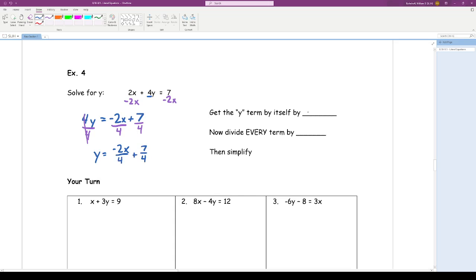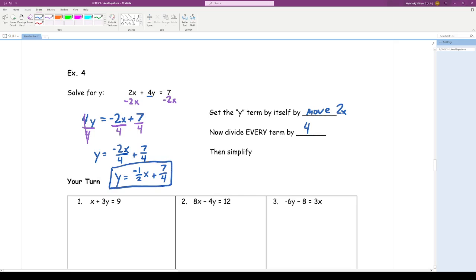And so to get the y term by itself, we're going to move 2x to the other side, and then we're going to divide every term by 4, or the coefficient of y, whatever it is. And now we check if we can simplify anything. So y is simplified. Negative 2 over 4, those are both even, so I can simplify that fraction. And I could say that that's negative 1/2 times x, or negative x over 2. And then 7 over 4 I can't simplify because 7 is prime, so there's nothing that would be a common factor.